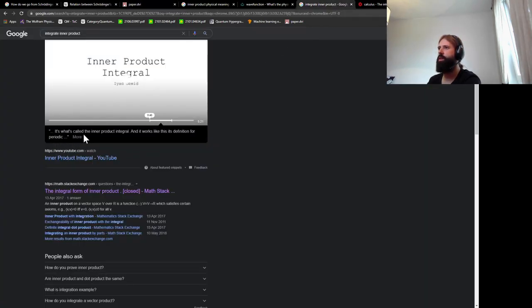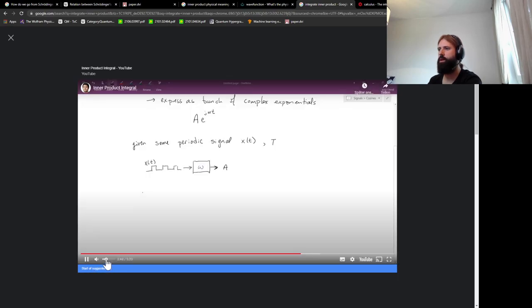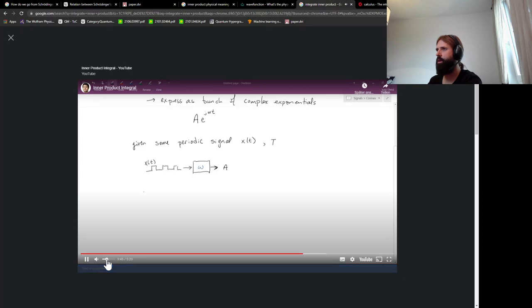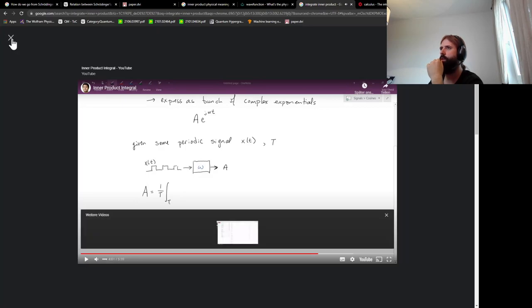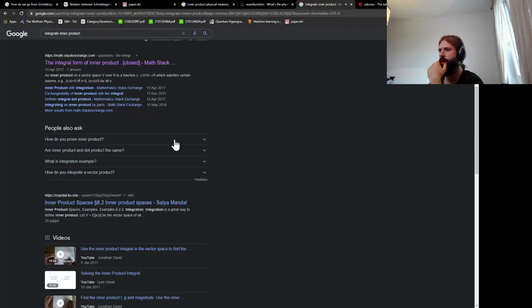It's what's called the inner product integral, and it works like this. Its definition for periodic signals is that A equals 1 divided by T times the integral over one complete period, and I'm just going to do the integral of sine. That's definitely not the stuff that I'm looking for.